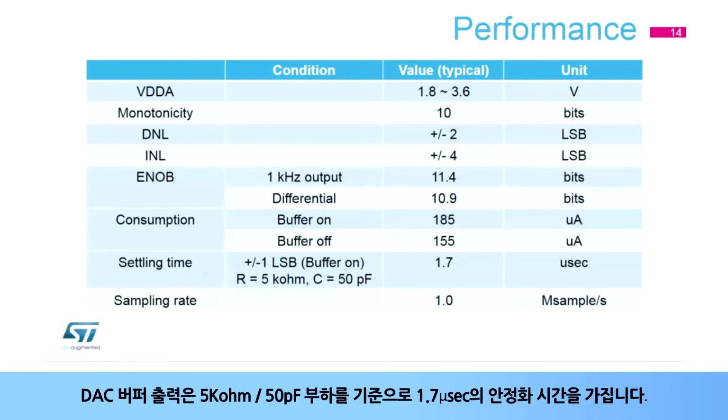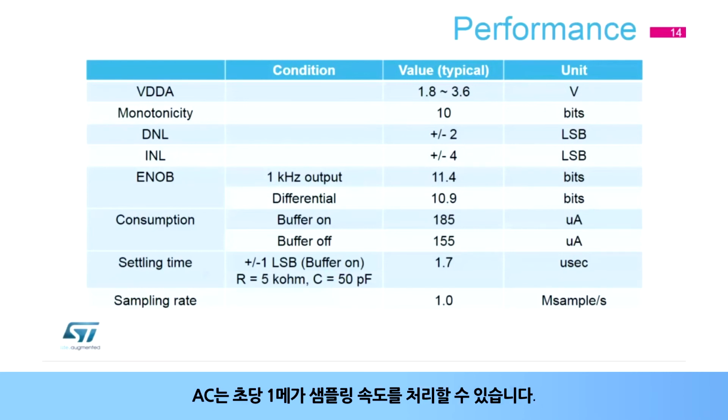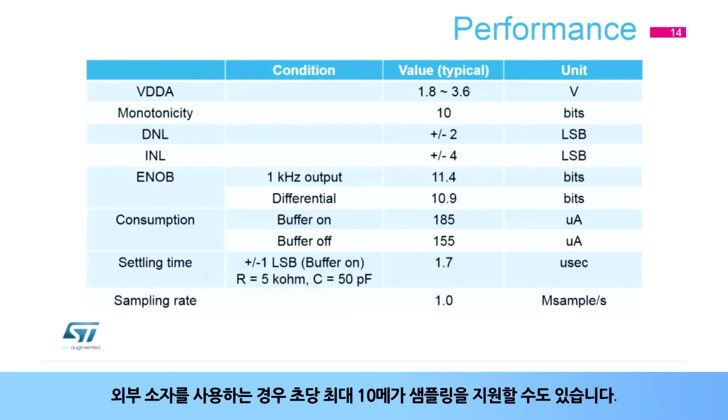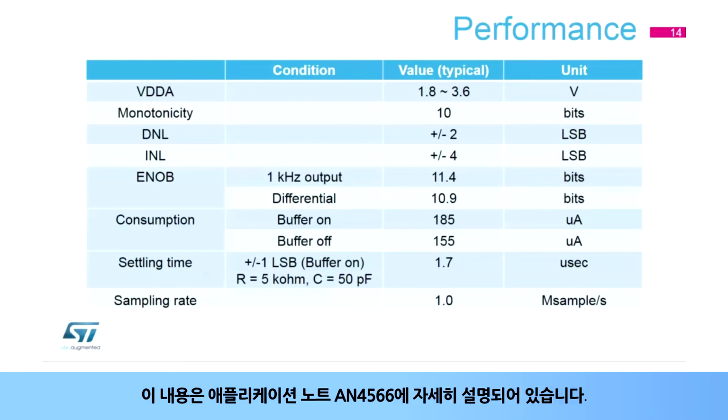The DAC buffered output has a settling time of 1.8 microseconds with 5 kiloohms and 50 pF load. The DAC can handle a sampling rate of 1 megasample per second. When using external components, it can support up to 10 megasamples per second. This is described in detail in application note AN4566.